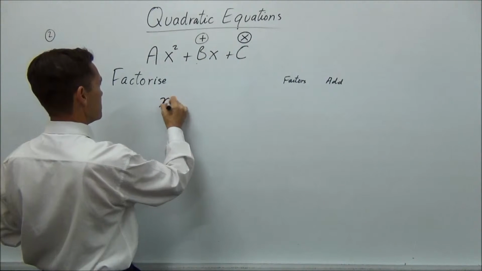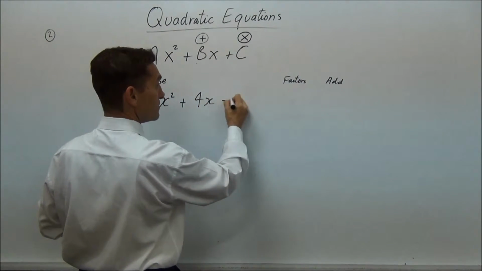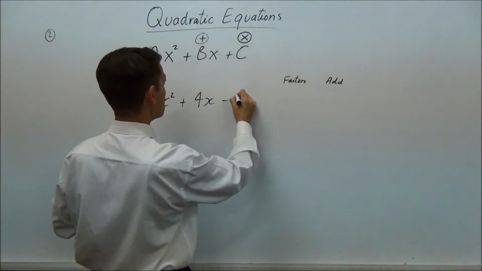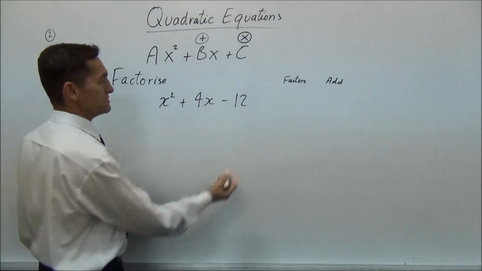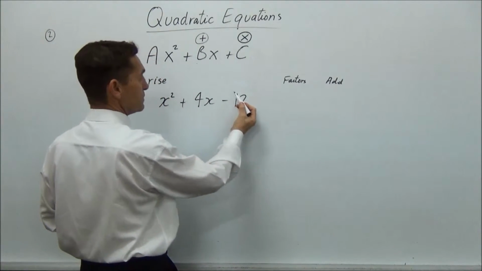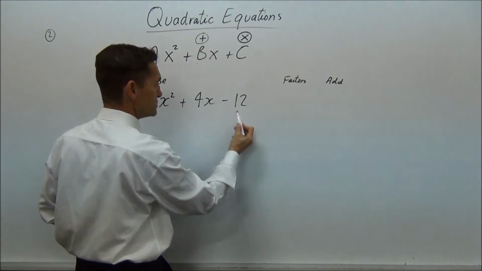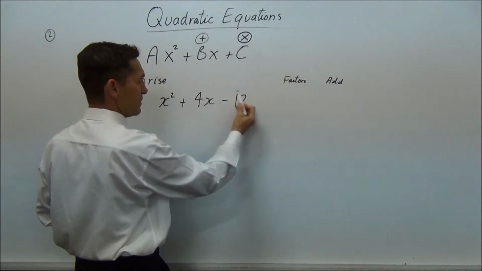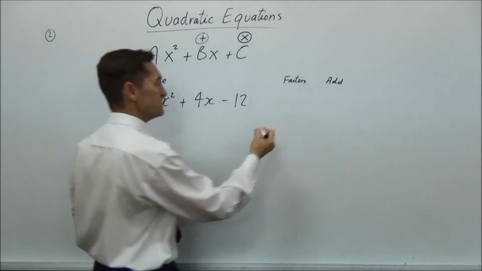So let's try out x squared plus 4x minus 12. There we go, we put in a minus. Same thing. So what you're doing here, you're looking for the factors of minus 12, and make sure you're including that sign when you're looking at your factors. So we want the factors of minus 12, so let's have a go.